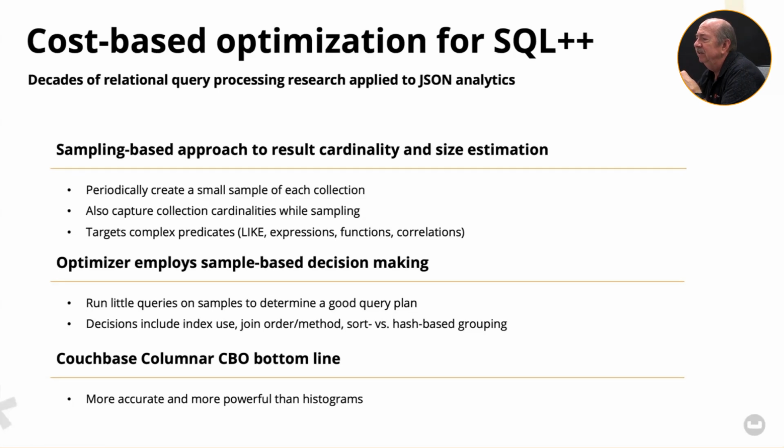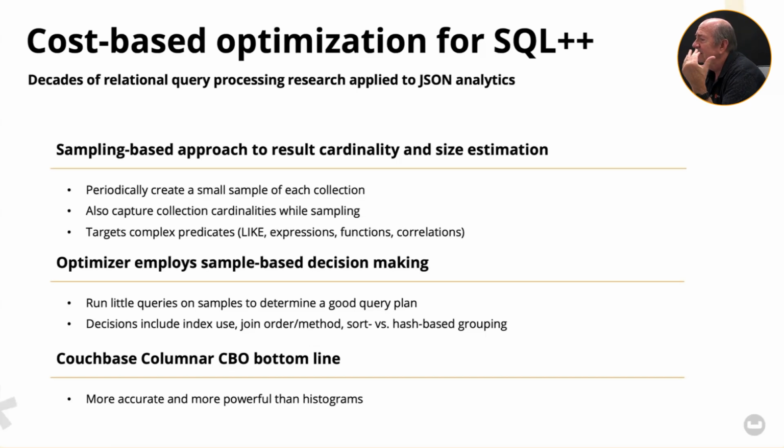So the optimizer actually uses those little samples at query compile time to figure out how to build a good query plan to make your query run fast. It does that by running little queries on these little samples and using what it learns by doing that to determine a good query plan.